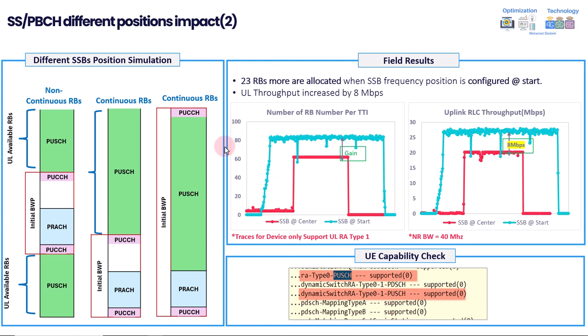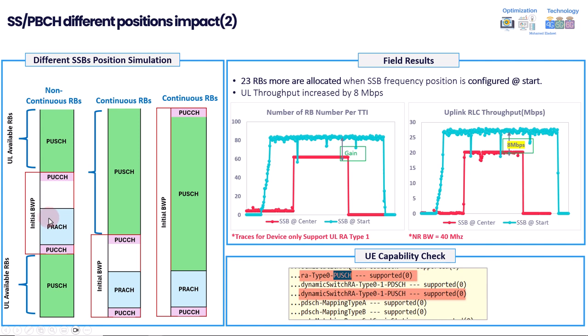This is related to, as you know, the resource allocation for the PUSCH. It can be resource allocation type 1 or type 0. Type 0 means the resource can be allocated continuous or non-continuous, while resource allocation type 1 requires a continuous allocation of resource. And rarely you find a device supporting only resource allocation type 1 and not supporting type 0, for example. So how can this impact?